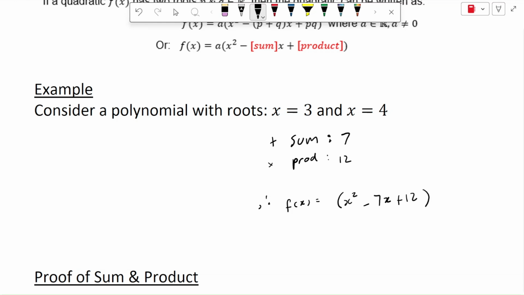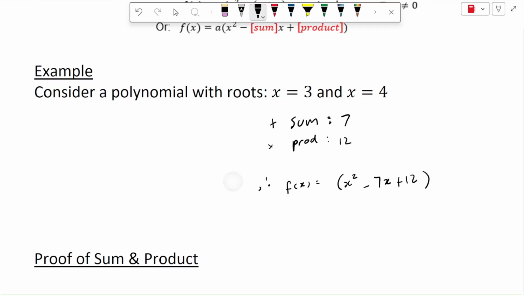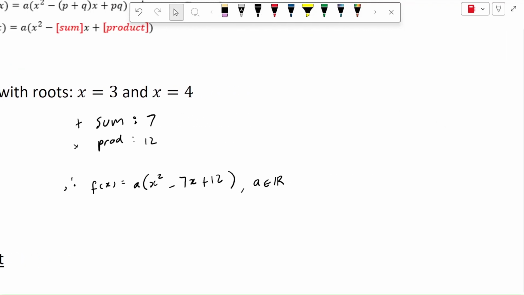Done. Now, one thing that you do have to put in is a scaling factor out the front. So a is in R. That would just stretch the polynomial. It wouldn't change any of those x-intercepts. I do want to verify that this is true for you.